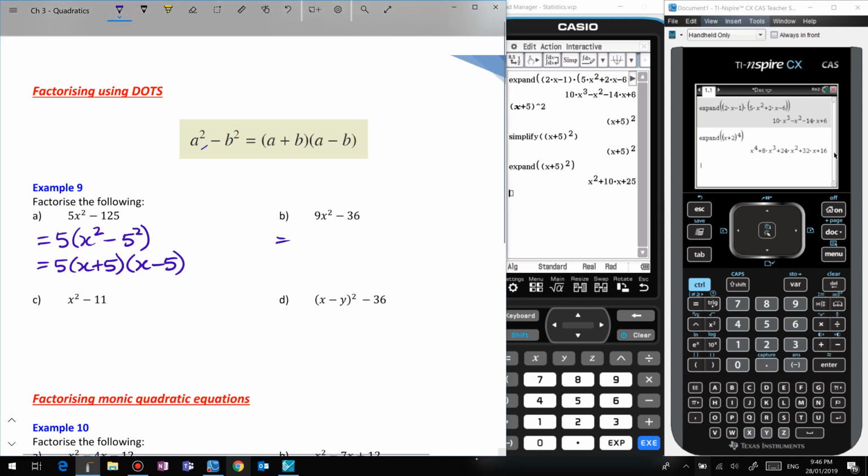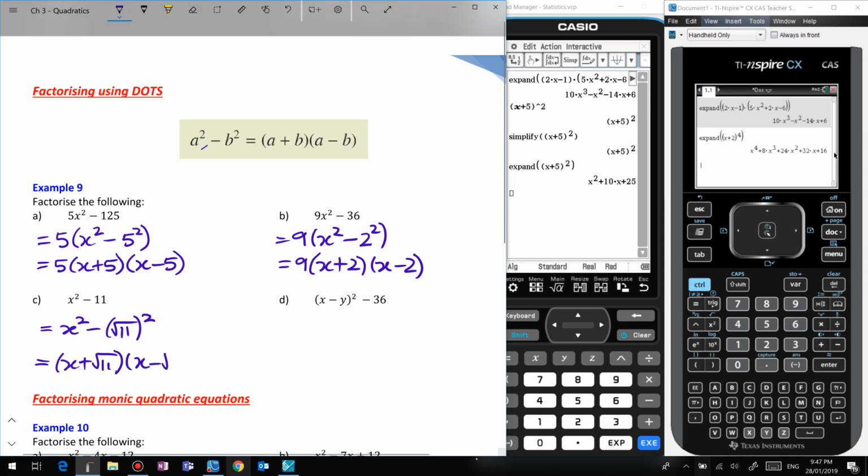On this next one, we can take out a 9 first. We've got x squared minus, it's going to be 4. We're going to write it as 2 squared. So we've got a difference of 2 squares. 9x plus 2, x minus 2. Here we don't have a difference of 2 squares, but we can make it a difference of 2 squares. So x squared minus the square root of 11 squared. So we get x plus root 11, x minus root 11.